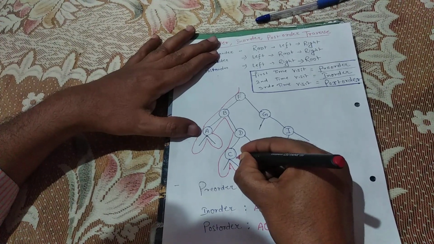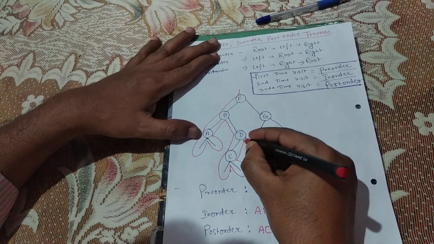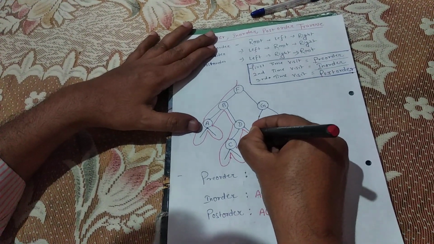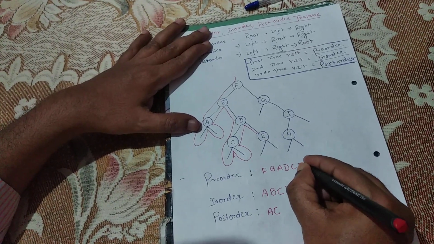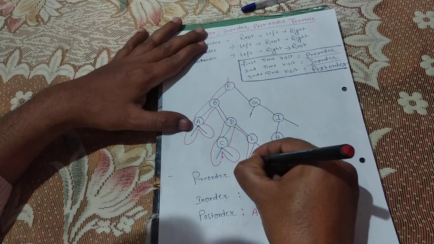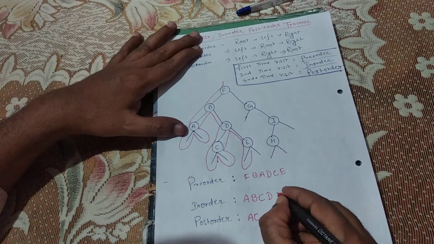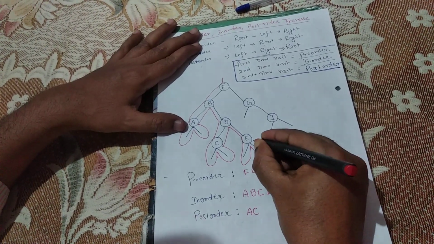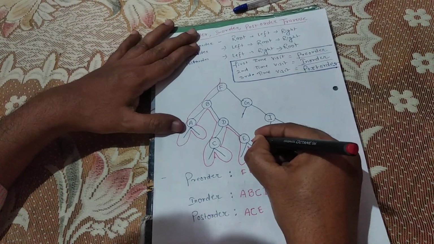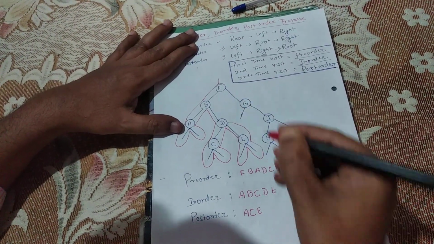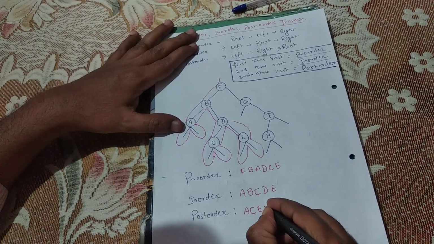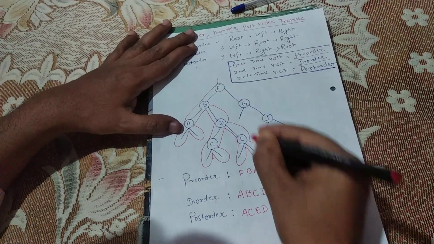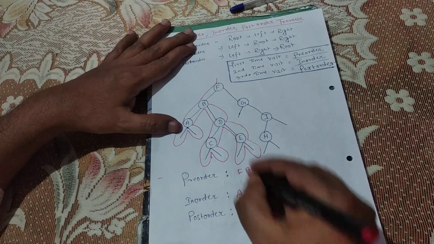Now it has to visit D the second time, so right here D. Now it visits E the first time, so right here E. Now E will be visited the second time, so right here E. Now E will be visited the third time, so right here E. Again D will be visited the third time, so right here D. And again B will be visited the third time, so right here B.